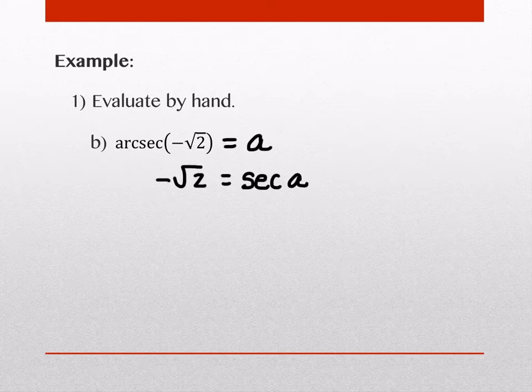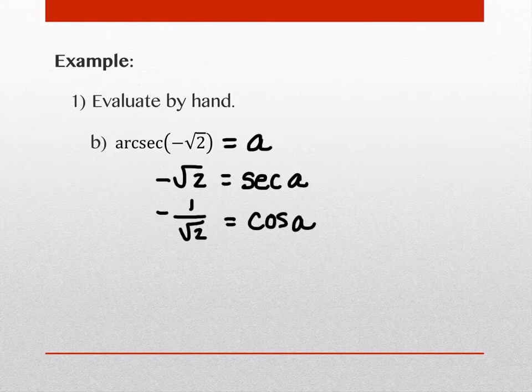I don't really work in secants in my brain very well because I didn't learn the unit circle in secants. I learned it in sines and cosines. So when I see secant, I automatically do a reciprocal and talk about cosine. So the reciprocal would be on both sides. It would be negative 1 over square root of 2 on the left, and the reciprocal of secant is cosine on the right. Okay, it's not that I have to do that. It just is easier to think about that way for me.